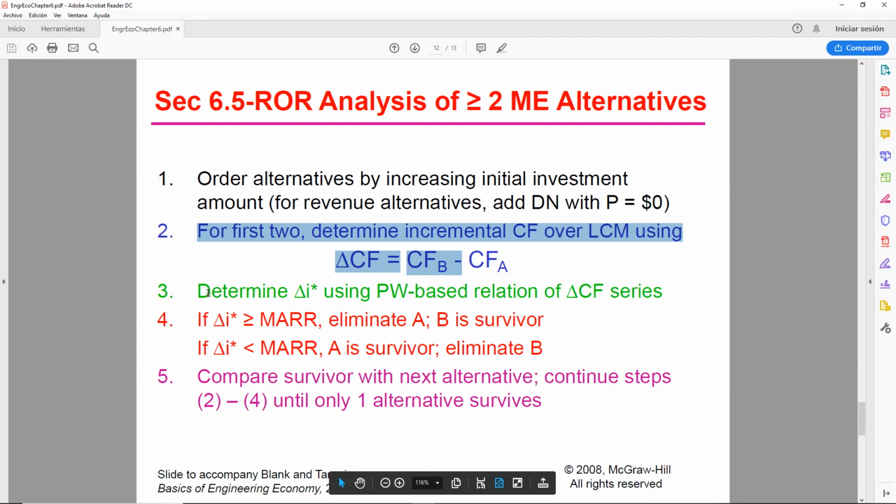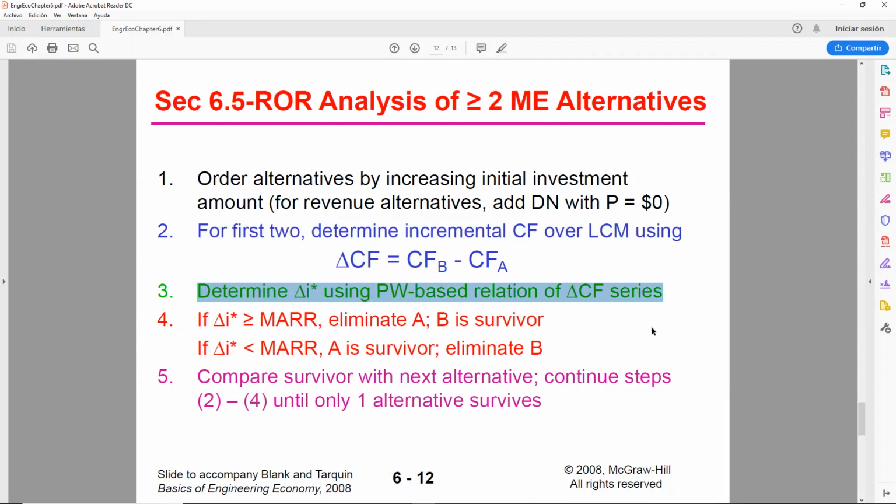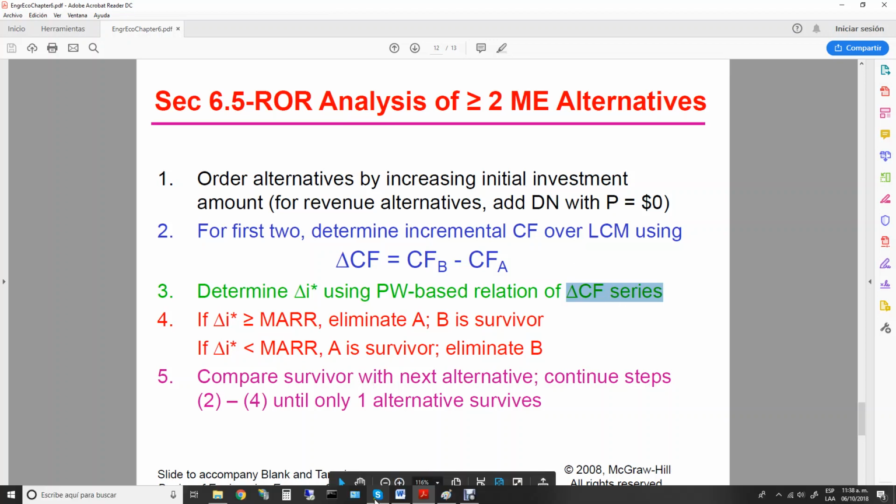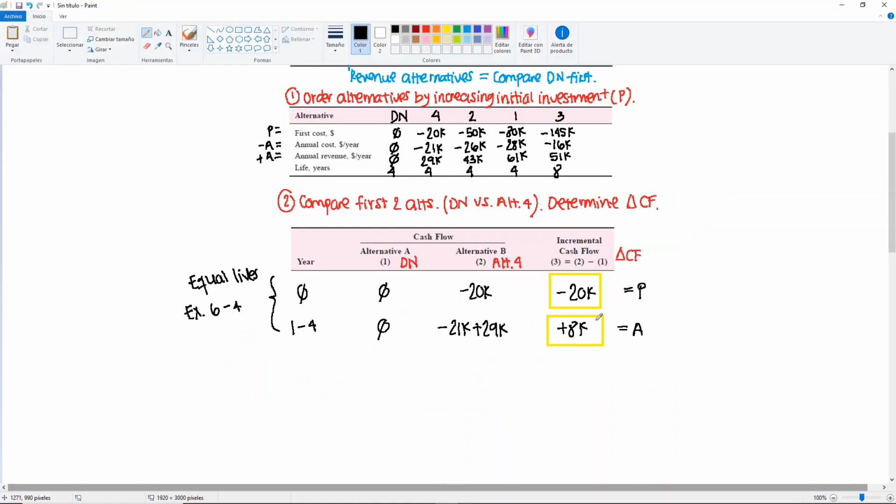Okay, so now let's go back to the steps. So we already did step number 2. So now step number 3 is where we're going to determine the delta I. So we already got the delta cash flows, and now we want to get the delta I, which is our interest rate. Okay, so we're using a present worth based relation of the table that we just filled out. So that's why we're going to use these two amounts in setting up our present worth equation. So let me write down step number 3. Determine delta I star, that's our unknown, using present worth relation.